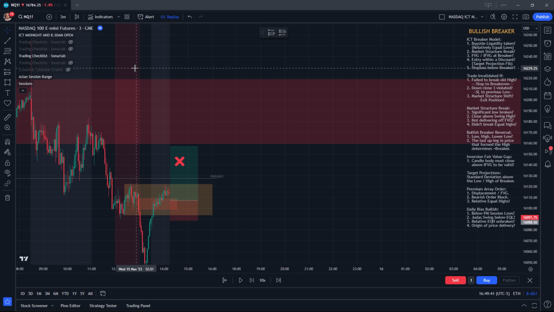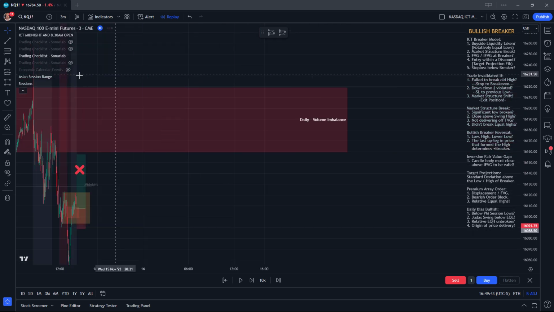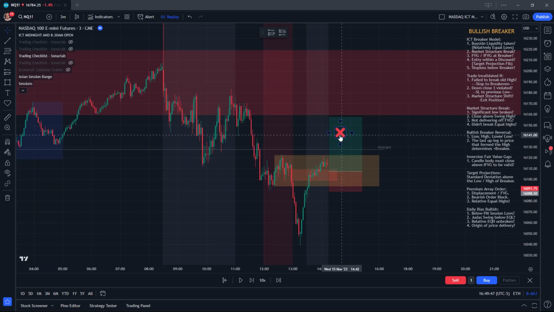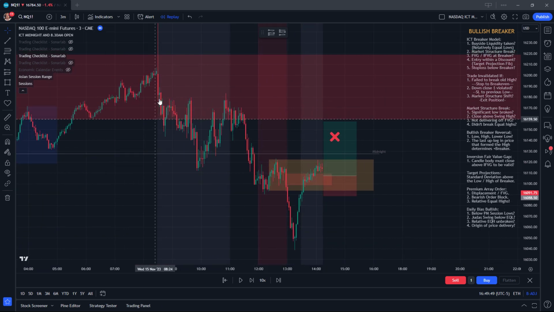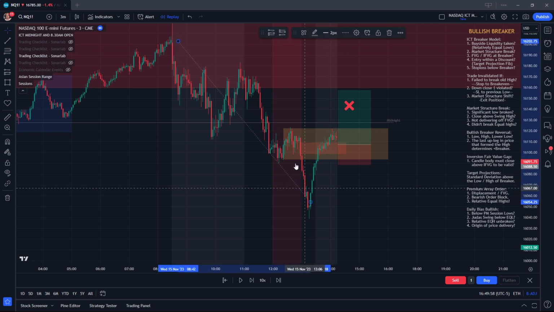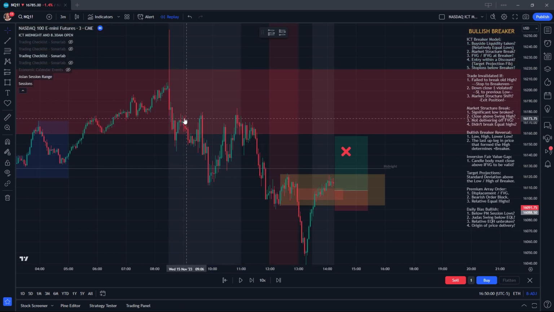However, once we have this volume imbalance here, marked the daily volume imbalance, we can actually see that price is delivering from that volume imbalance. It's very easy to look at this and be like, oh yeah, price is going down. It originated from the volume imbalance here.